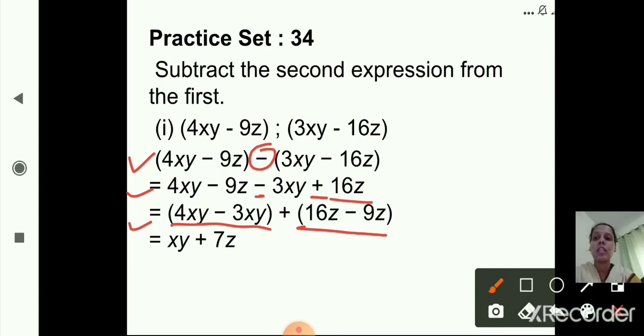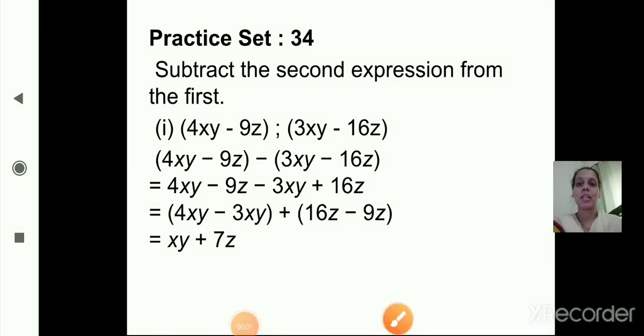4xy minus 3xy is 1xy, so no need to write that 1. You can directly write xy. Plus in between, and 16z minus 9z. We will solve the second bracket: 16z minus 9z, the answer is 7z. So the answer is xy plus 7z. Okay, so here we have completed the first sum. If we do this sum in vertical arrangement, you will get the same answer, that is xy plus 7z.